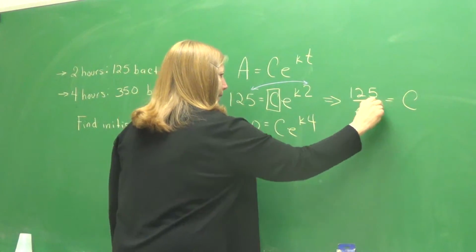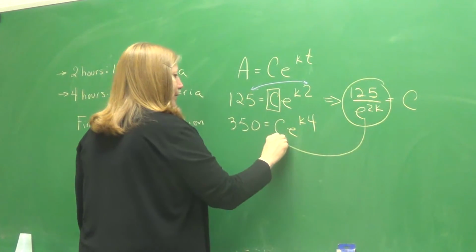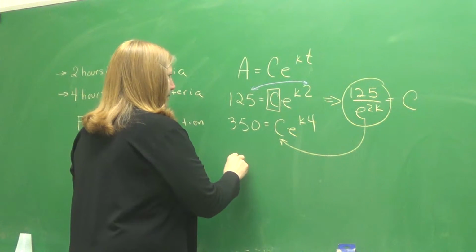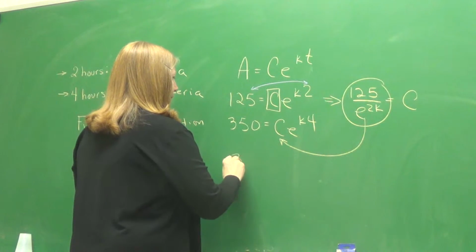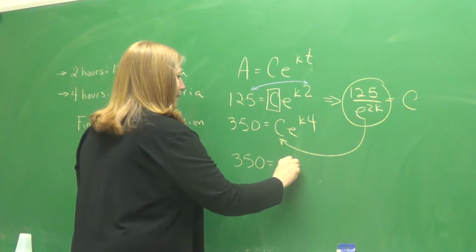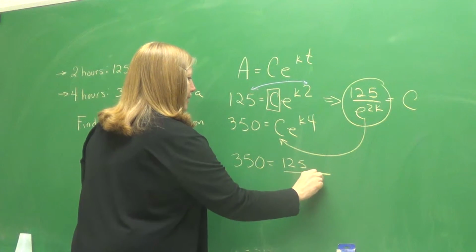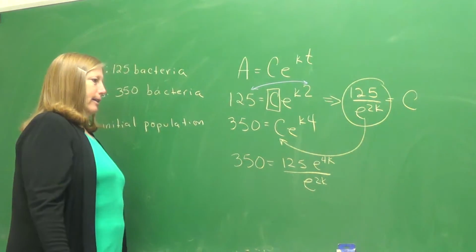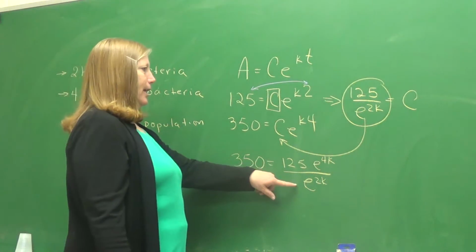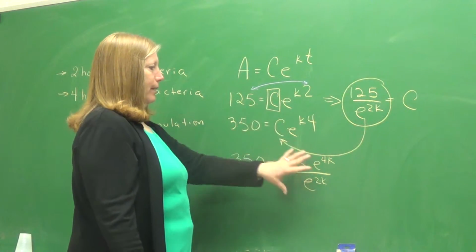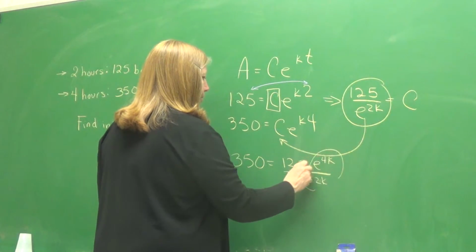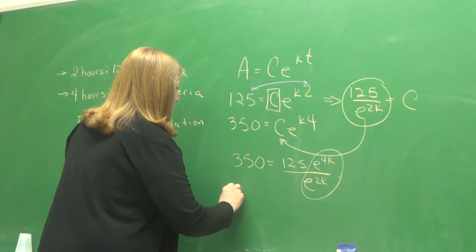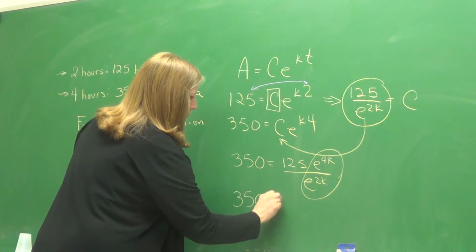So I am going to take this expression and put it in for C, because C is the same on both of these problems. The initial population is the same. So I'm going to have 350 equals 125 e to the 4k on the numerator, and so I have 125 over e to the 2k. Now this is just some algebra, so what is e to the 4k divided by e to the 2k? Bailey? e to the 2k.